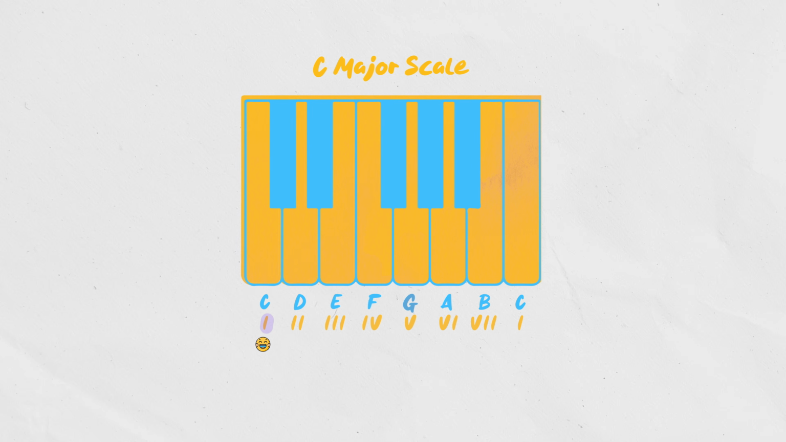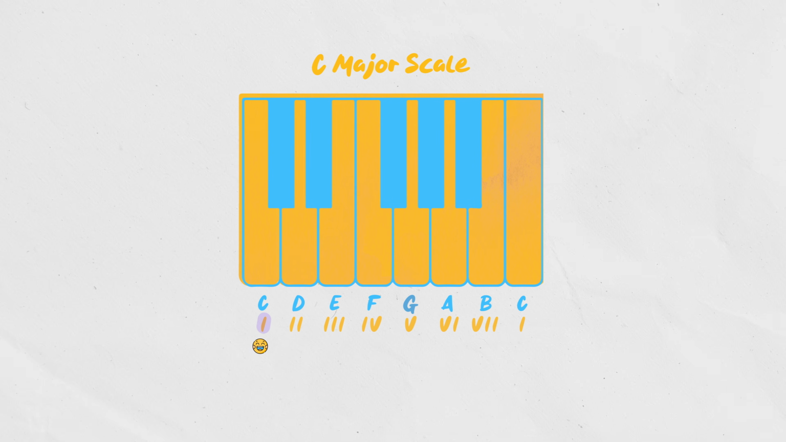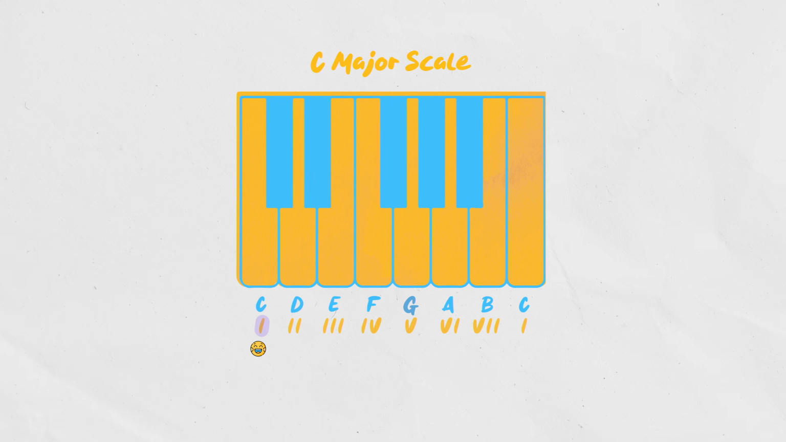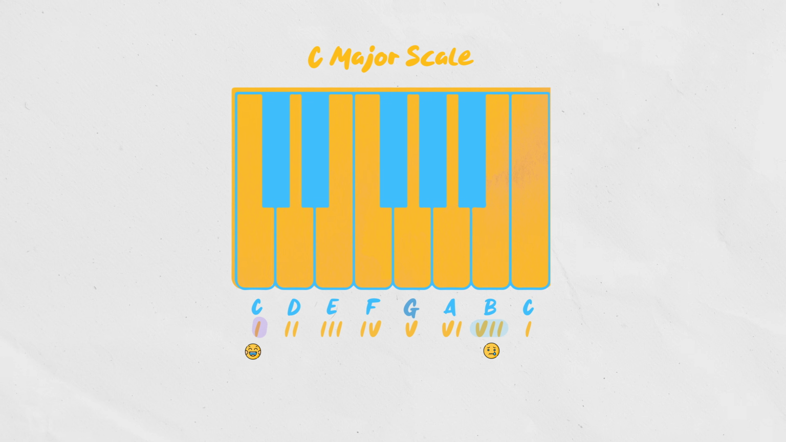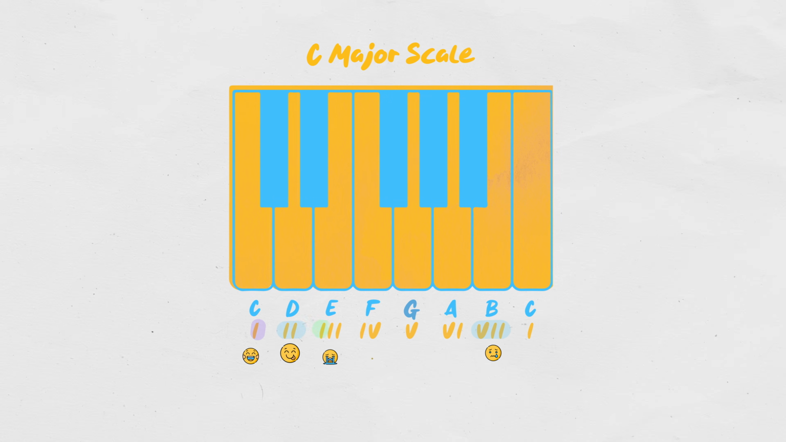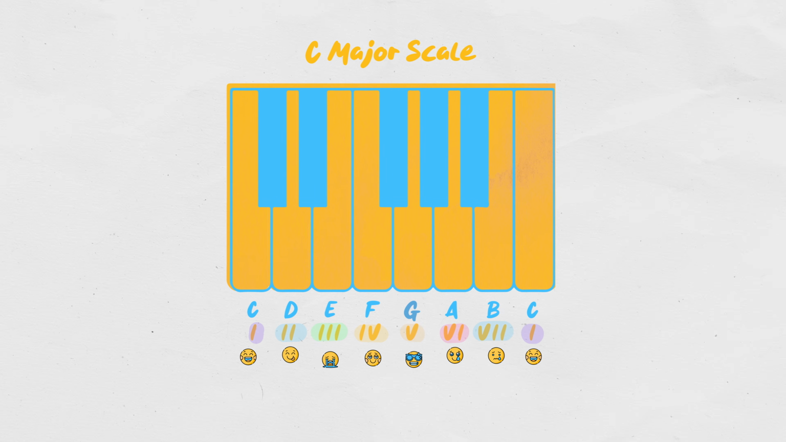For example, the first degree in any major key typically conveys stability and resolution, while the seventh degree feels unstable and tense, as we've seen while playing the C major scale a moment ago. So each scale degree carries its unique emotional message. This concept is crucial for recognizing notes and chords by ear alone, an essential skill that transforms good musicians into great ones. Stay tuned until the end of the video to learn how anyone can unlock this superpower and elevate their musical intuition to astonishing new heights.